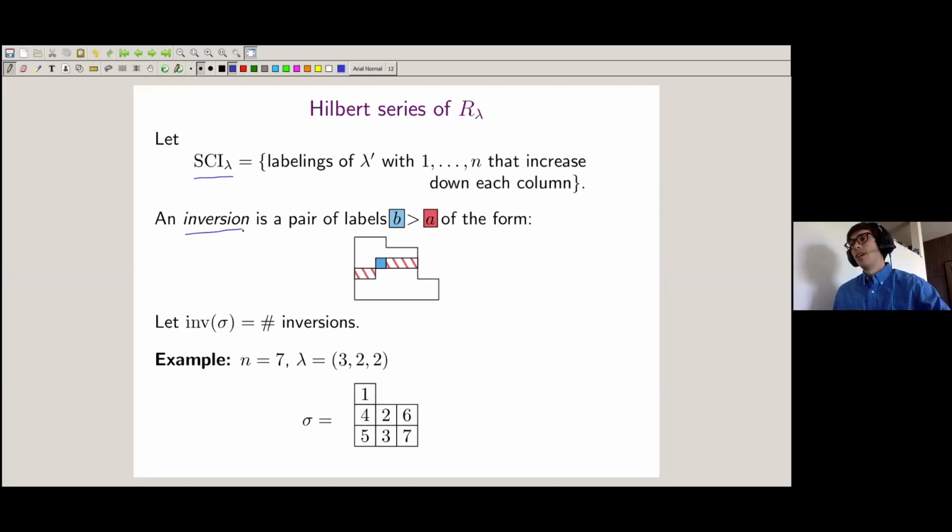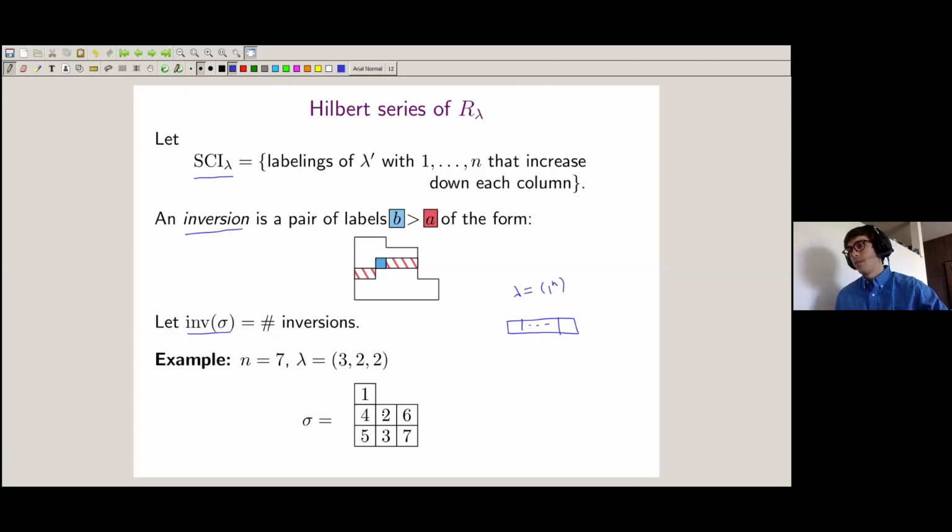And we'll say that an inversion is just a pair of labels, B greater than A, so that either A is to the right of B in the same row, or A is in the next row, but to the left of B. And we'll let inv of sigma be the number of inversions. So if lambda is 1 to the n, then you're filling in a labeling of this single row, and you can identify that with a permutation, and then this inversion statistic specializes to the inversions of permutations.